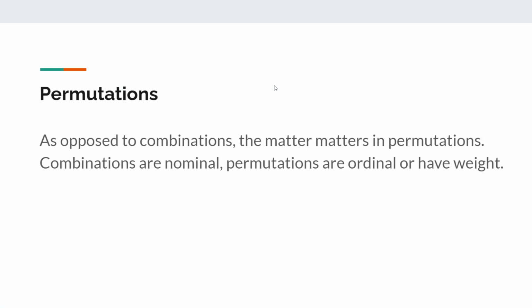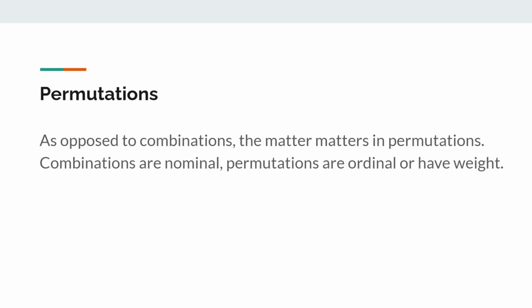So permutations. As opposed to combinations, the order matters in permutations. Combinations are nominal, meaning that the order does not matter. Permutations are ordinal, so the order does matter and has weight, meaning all that means is that the order has significance. And I can explain it using a real world analogy.